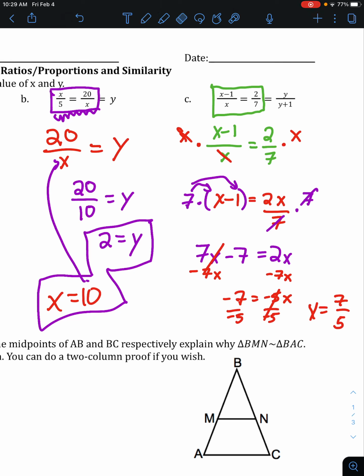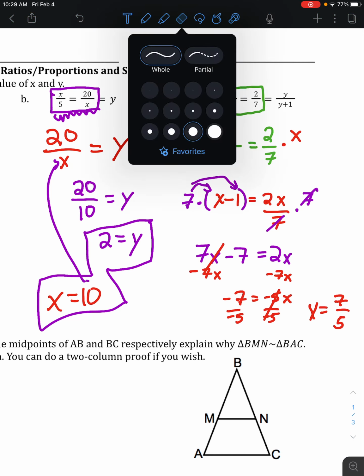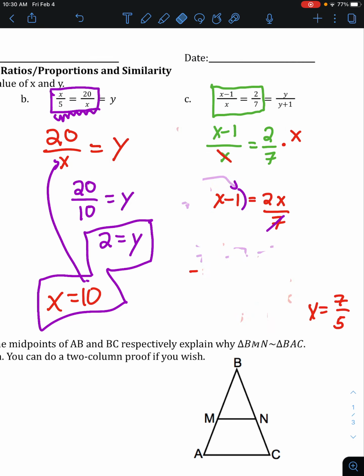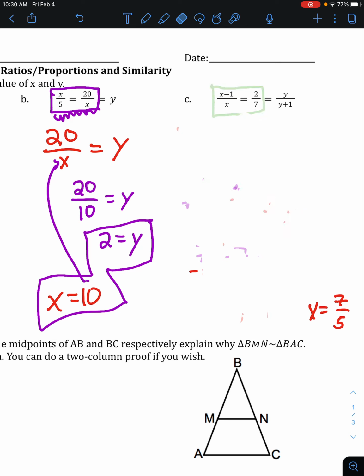Okay. And if that seems like an answer that we're not as confident in, it's not an integer, and we think, oh, maybe we want integers, we can actually plug that back in and check to make sure we have the right answer. So if I erase this, we want to see, does x equal 7/5 actually work here? So I can say 7/5 minus 1 over 7/5. Does that actually equal 2 over 7?